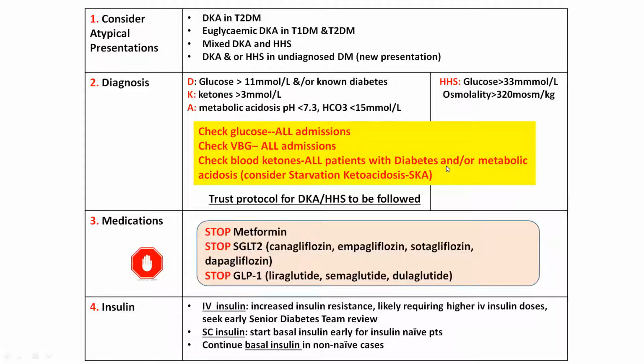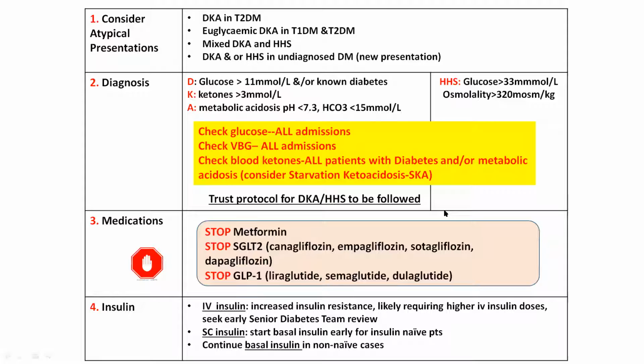You should be considering atypical presentations in anybody who is admitted with COVID and is already known to have diabetes or can develop new onset diabetes. You should be considering DKA, euglycemic DKA in both type 1 and type 2 diabetes patients, mixed DKA and HHS phenomena, which is the hyperosmolar hyperglycemic state, and DKA or HHS in newly diagnosed diabetes. You already know the criteria for DKA and HHS.